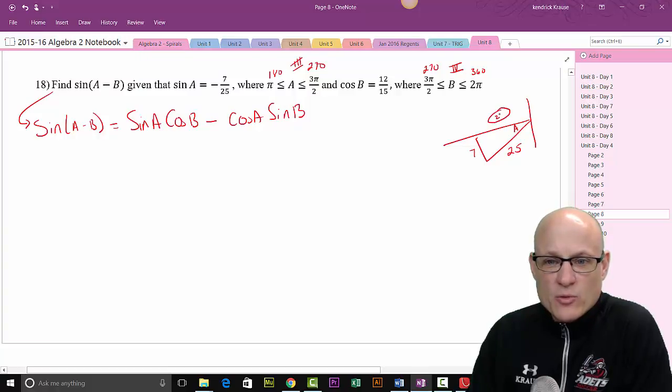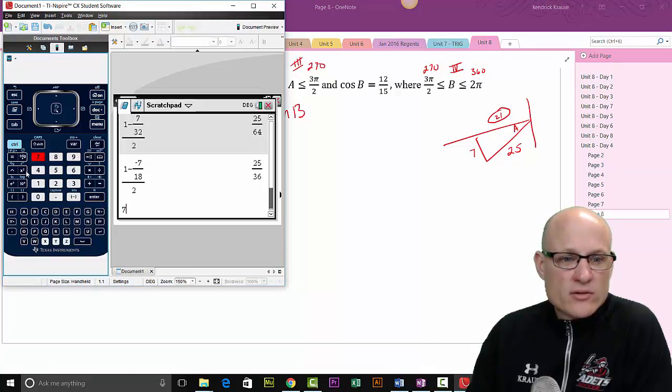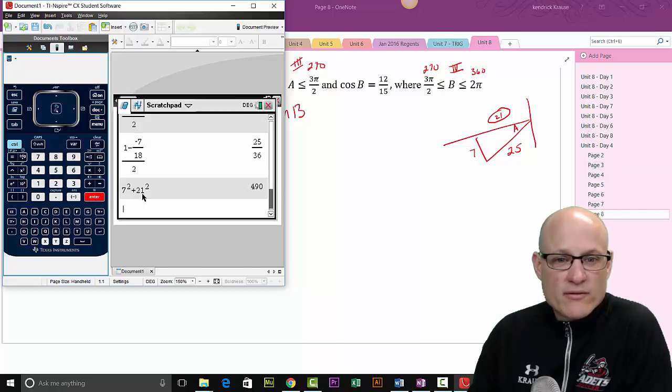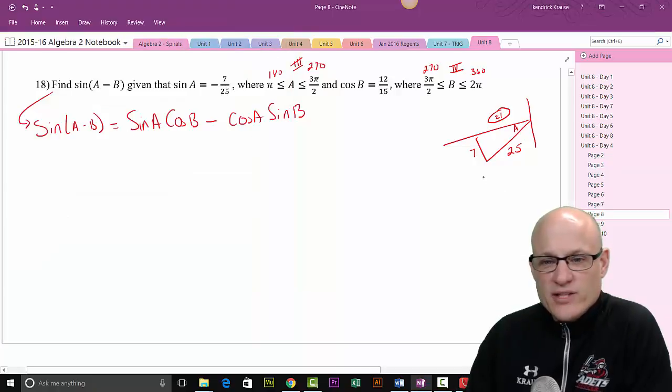Let me just check real quick. 7 squared plus 21 squared is 625, right? Nope. It's not 21. Maybe it's 24. 7 squared plus 24 squared equals 625. Yeah, you just have to do x squared plus 7 squared equals 25 squared and find out that x is equal to 24, not 21.